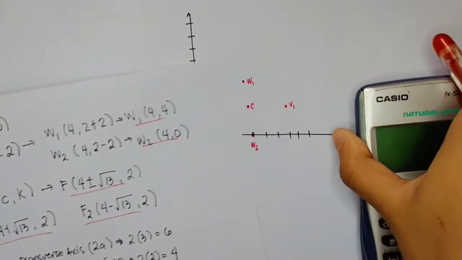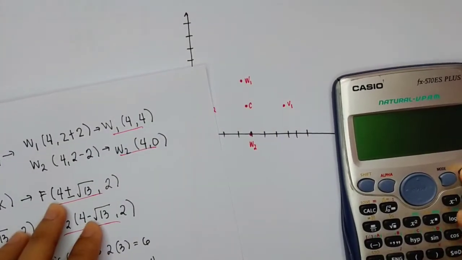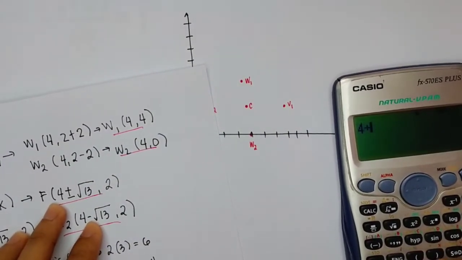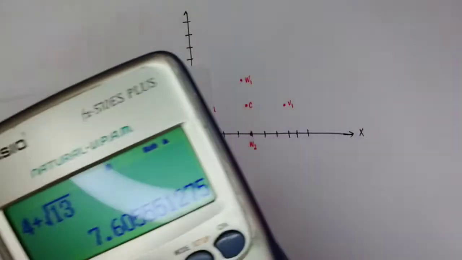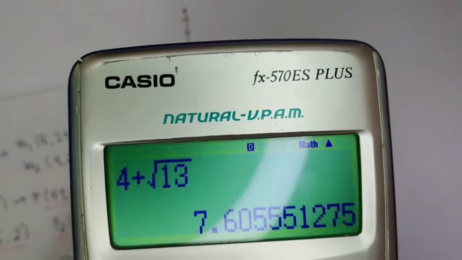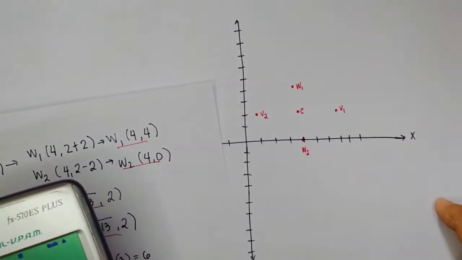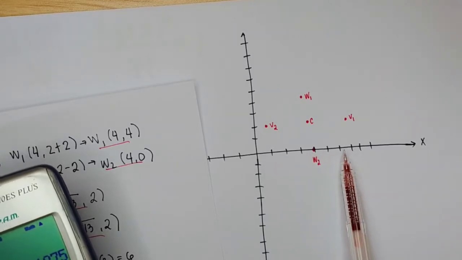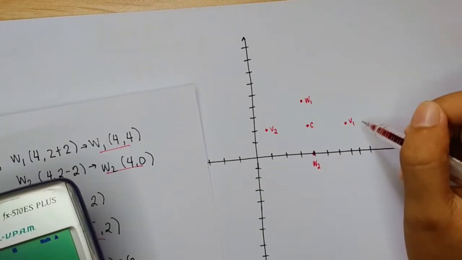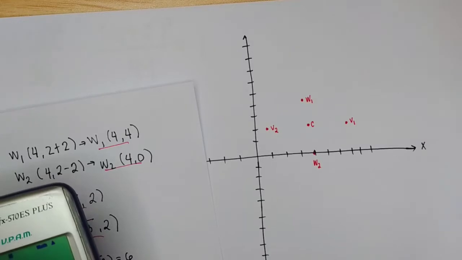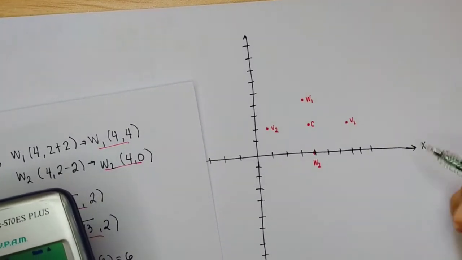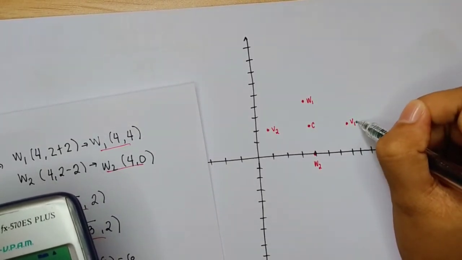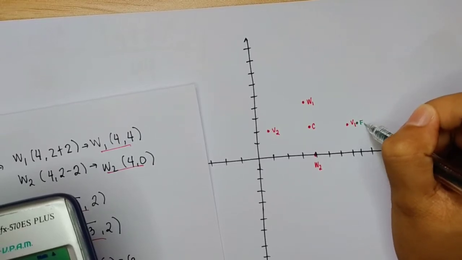So, we need to add this one, 4 plus square root of 13. So, that is approximately 7 point something. Almost 8. So, we have here 1, 2, 3, 4, 5, 6, 7. So, almost 8. Somewhat dito siya. Ito lang green yung gamitin natin. Somewhat dyan. So, ito yung F1 natin.